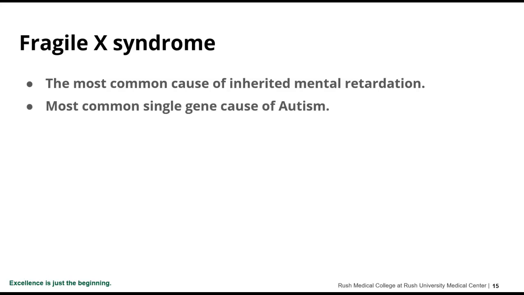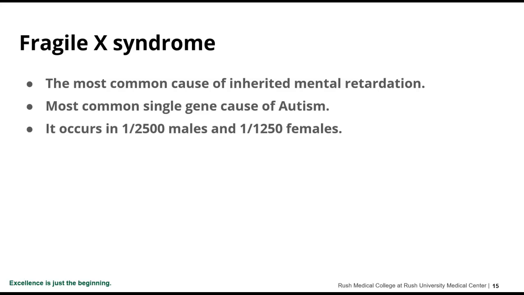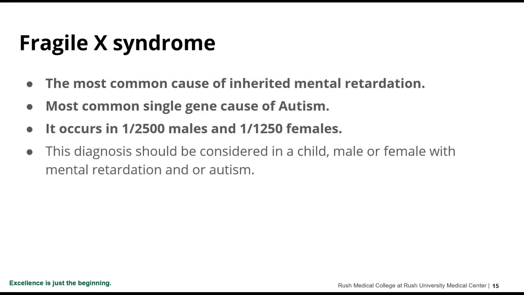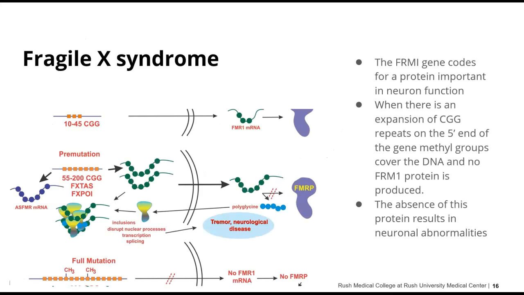Fragile X syndrome is the most common cause of inherited mental retardation. So we're not talking about chromosomes, inherited mental retardation, single gene. It's the most common single gene cause of autism. It occurs in about 1 in 2,500 males and 1 in 1,250 females. It's located on the X chromosome. Why is it more common in females? It's milder in females, but they have two X's. This diagnosis should be considered in any child, male or female, with mental retardation and or autism.